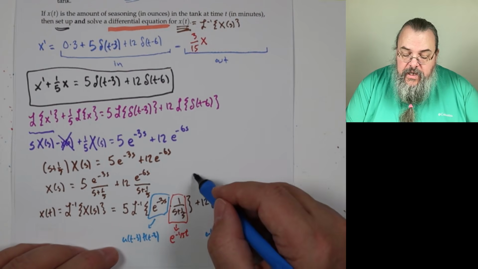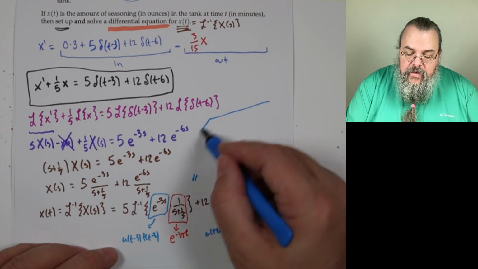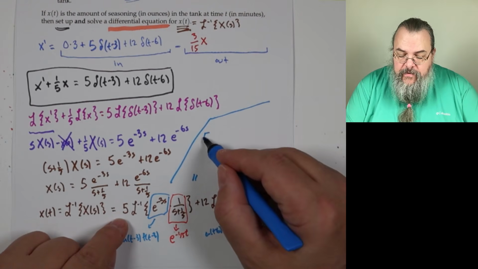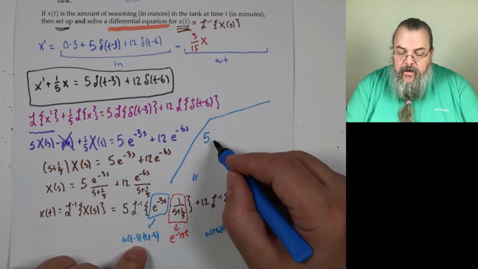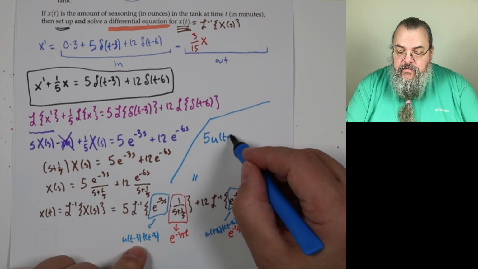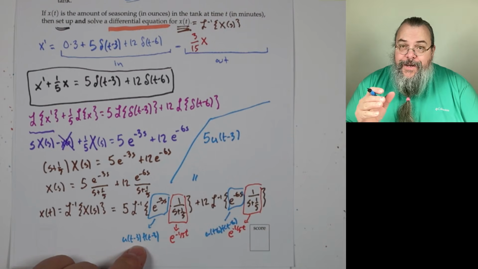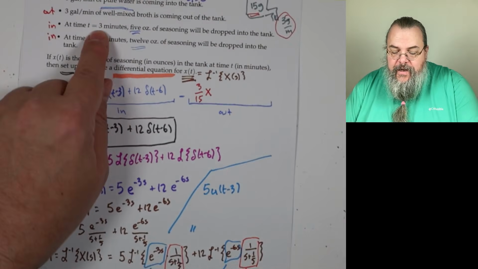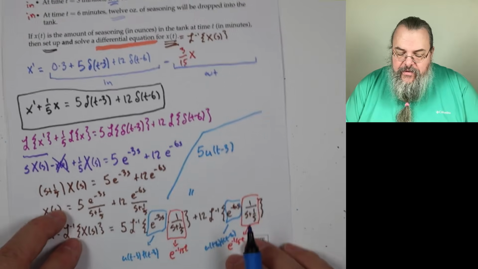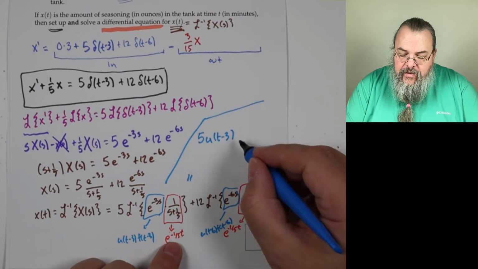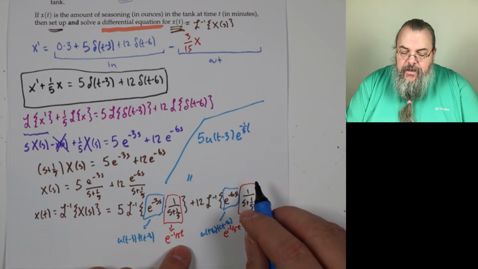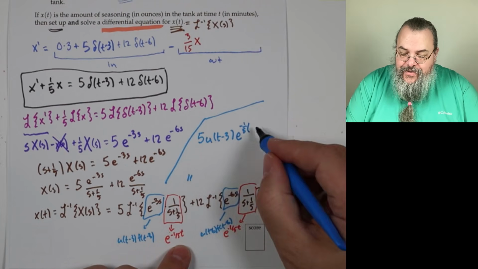So what do we get? We get the following. We're going to get 5 on-off at 3, u of t minus 3. That's our, we're knocking in our 5 ounces at time 3, 5 ounces. And then this is going to become e to the minus 1/5, but instead of t, we do the shift. So t minus 3.